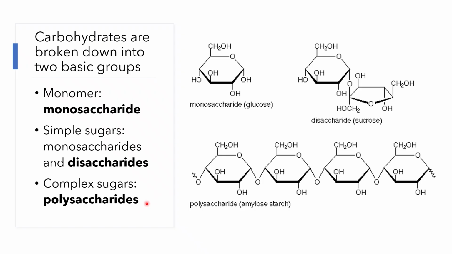And then there are the complex sugars. These are the polysaccharides. You may have also heard the term oligosaccharides. That's kind of a long carbohydrate, but not quite as long as a polysaccharide. So poly just means many sugar. And so this can be hundreds and hundreds of monomers connected together. An example might be starch.